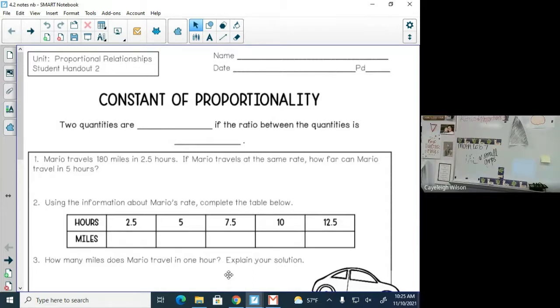If I get $80 for 8 hours, 80 divided by 8 is $10. That's my constant. If I work $70 for 7 hours, 70 divided by 7 is $10. That's my constant. And so my constant is $10 because that's my pay rate. If I work 5 hours, 10 times 5 is 50. So I get paid $50 for 5 hours. That is my constant, is 10.